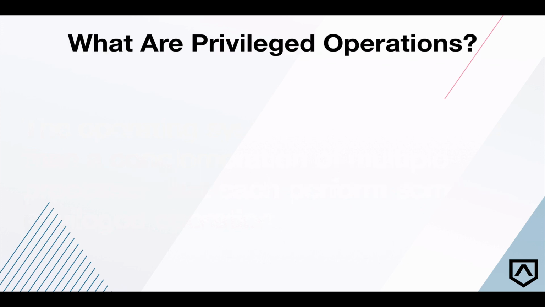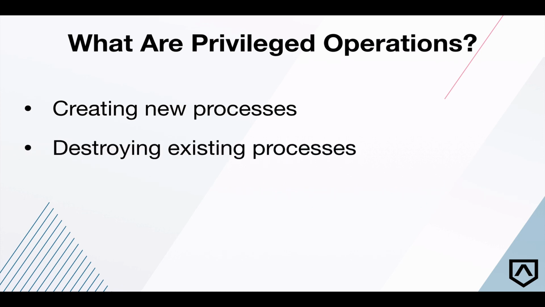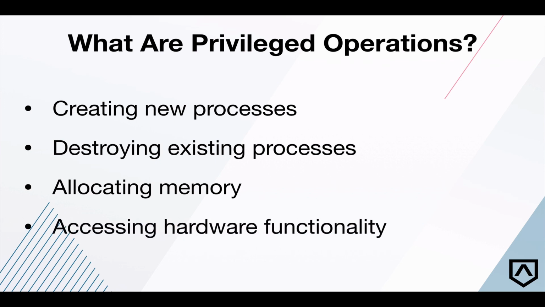This is a good segue to enumerate what are considered privileged operations. So what are the operations that only privileged processes can execute, or I should say, what are privileged operations that non-privileged processes are not able to do by default. Some of these include creating new processes, destroying existing processes, allocating memory, and accessing hardware functionality. Of course, there's more than what we just listed here, but these are some of the most important ones.